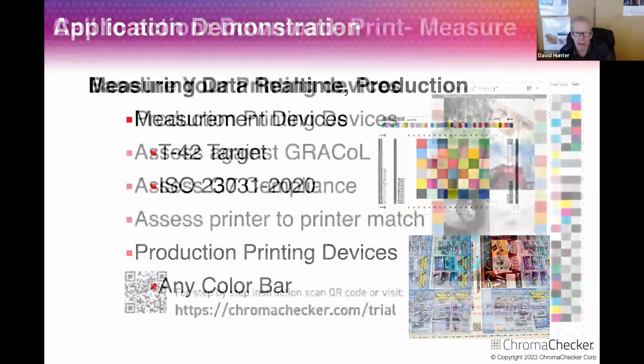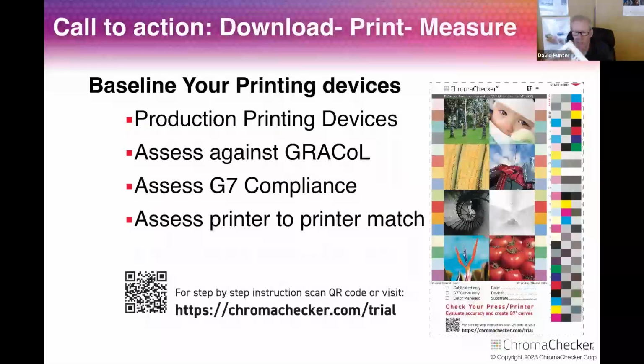Now, let's show you how we can do this with a digital device. So I'm going to use this target. By the way, if you go to chromachecker.com/trial, or click on the QR code, take a picture of the QR code, it'll bring you to this page on the website, and it will allow you to download this PDF file and print it on your different digital printers. And I'm going to use our software called ChromaChecker Capture to capture this data.